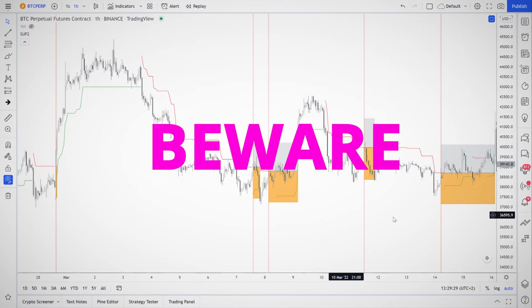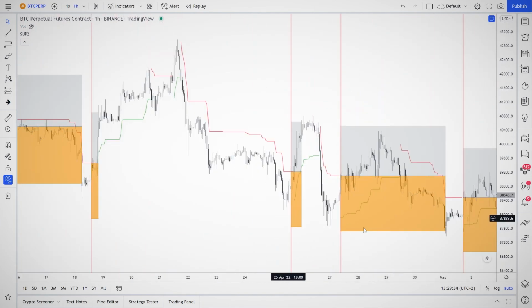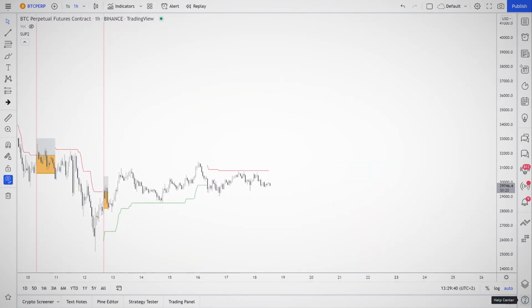But beware, this strategy, just like any other, could stop working in the future. You're using it at your own risk.